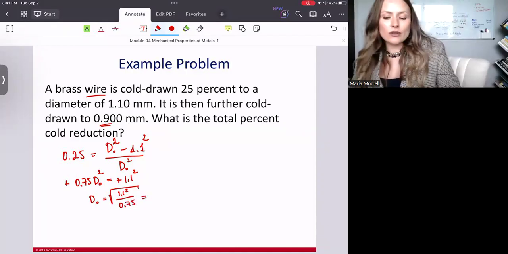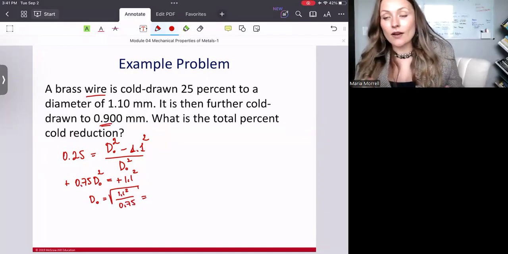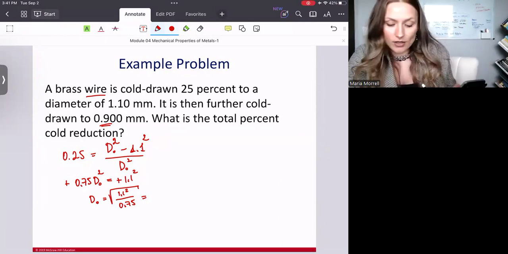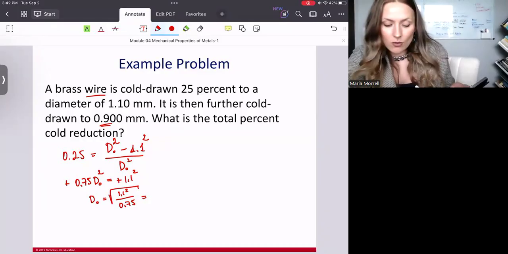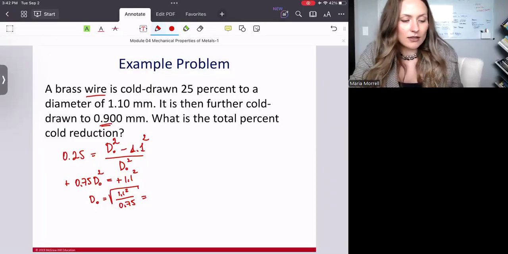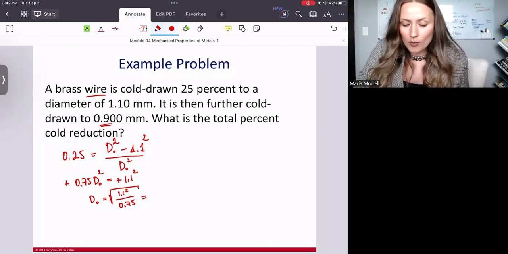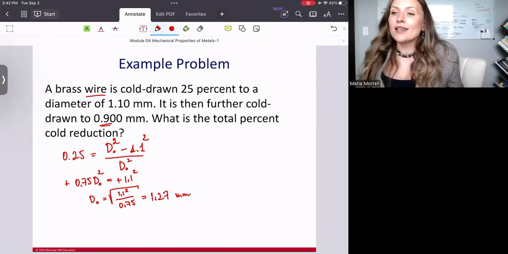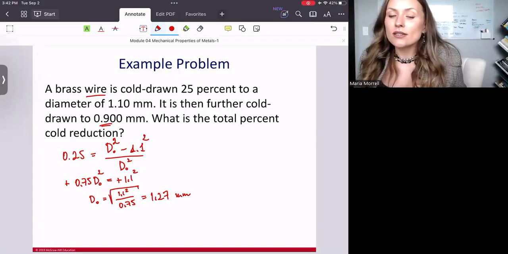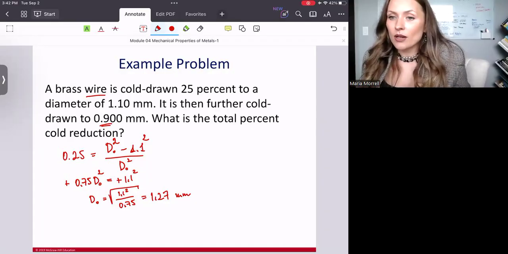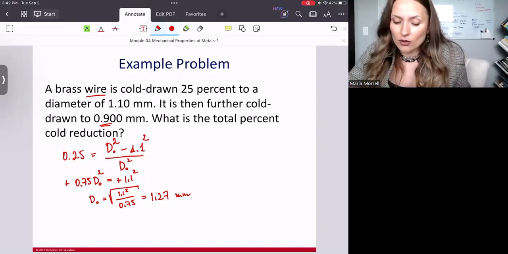Now let's see what the initial diameter was. If I am correct in my math, I know that the number has to be above 1.1, otherwise it won't make any sense. So I will have the square root of 1.1 squared divided by 0.75. Okay, the answer is 1.27 millimeters, right? So that is actually the initial diameter. Now that I know the real initial diameter, I can jump into estimating the total percent cold reduction.